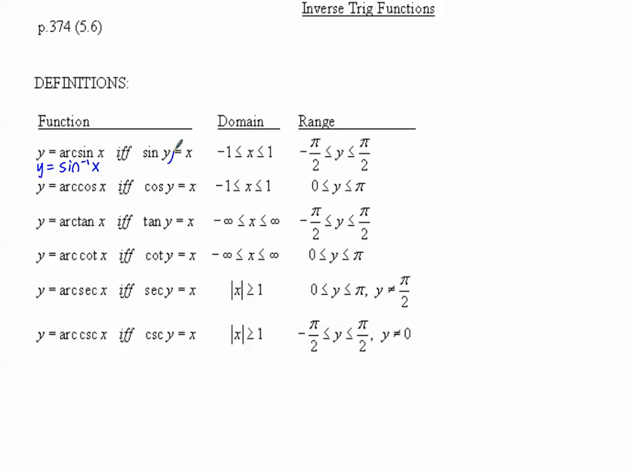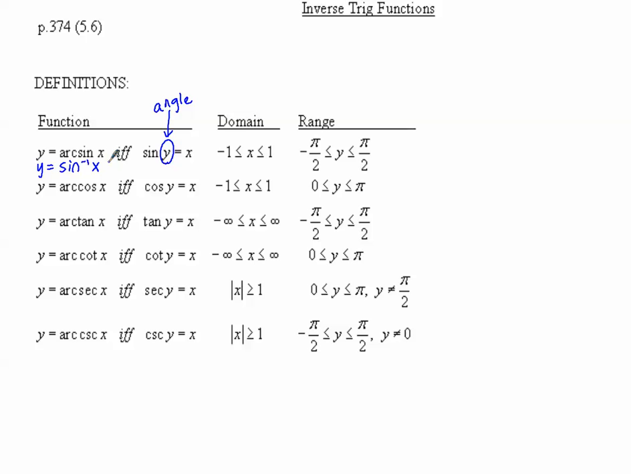What that tells us is that when we're taking the sine of something, that is the angle. So when we read this, we say the angle such that when we take the sine of it, we get that value. That's what we think to ourselves.